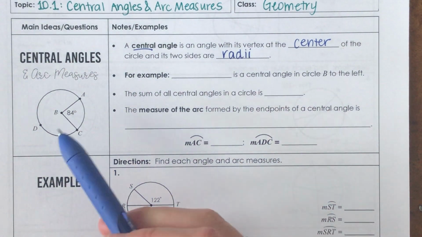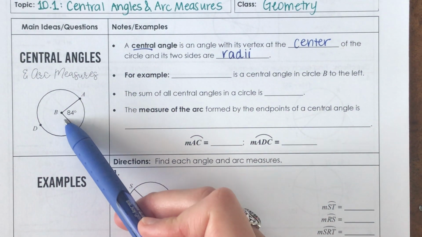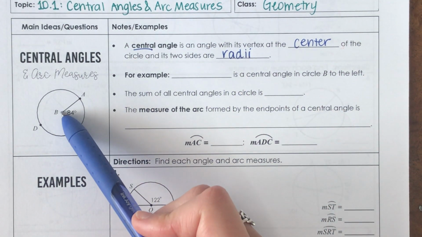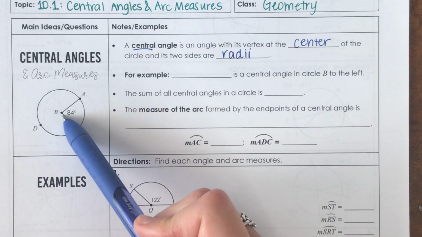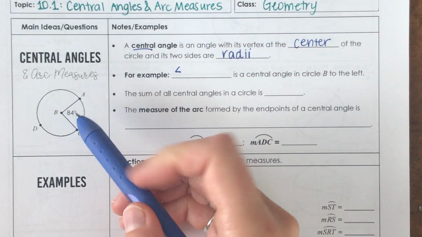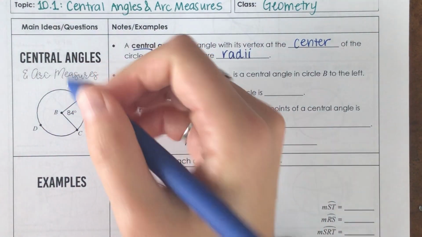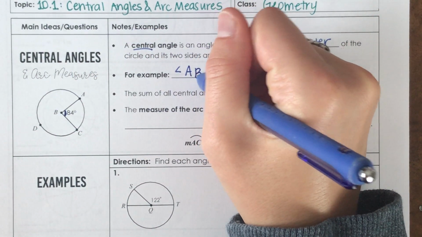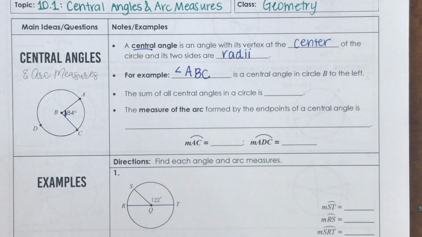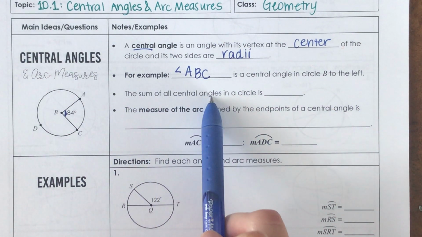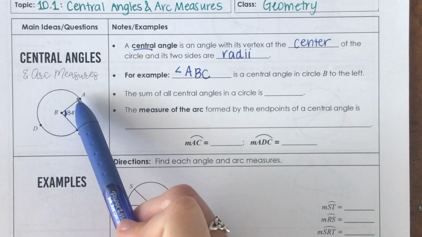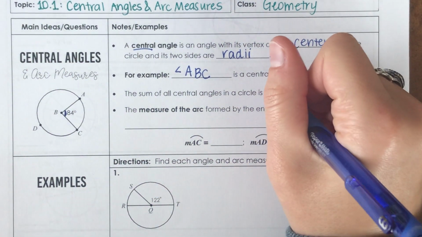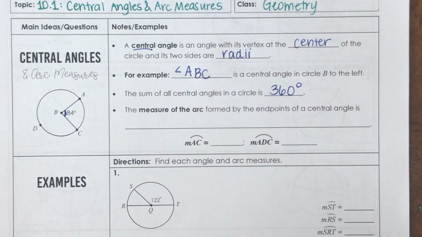For example, this angle right here is a central angle in circle B. Circle B, this is the center point. The angle right here is angle ABC. This little piece right here is 84 degrees. The sum of all central angles in a circle, if I add up this angle plus this whole big angle out here, I'm always going to get 360 degrees.